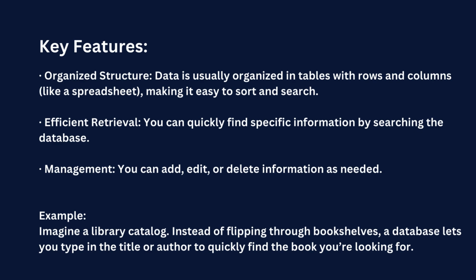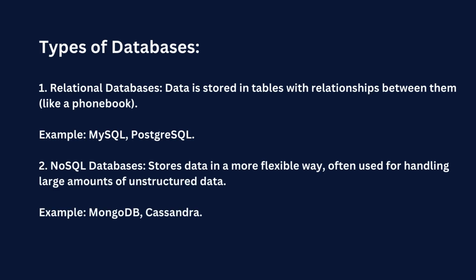Types of databases: relational database and NoSQL database. In a relational database, the data is stored in tables with a relationship between them, like a phone book. When we talk about a NoSQL database, it stores data in a more flexible way, often used for handling large amounts of unstructured data. For example, MongoDB and Cassandra are examples of NoSQL databases.